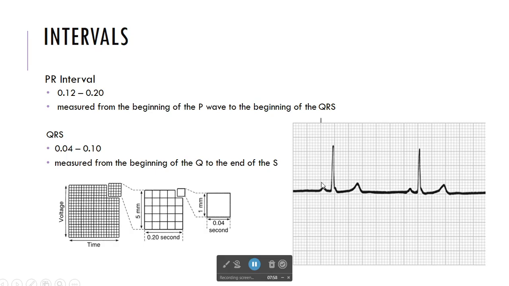You can mark that in your EKG book. So you take a mechanical pencil because it has a tiny lead, and you can mark those. So we have 1, 2, 3, 4 small boxes. 4 times 4 is 16. So my PR interval is 0.16.